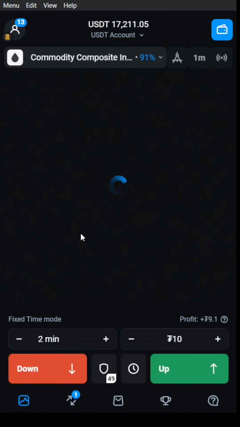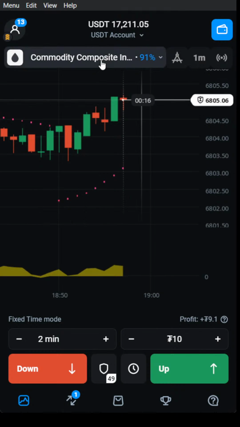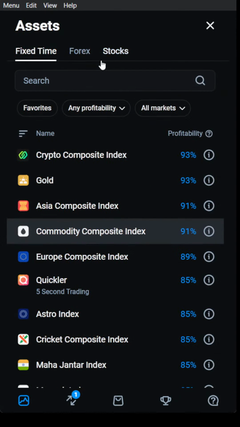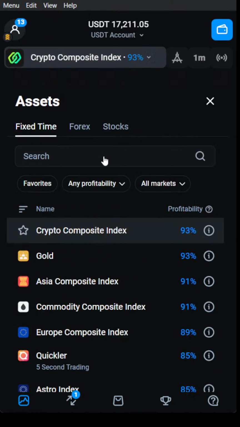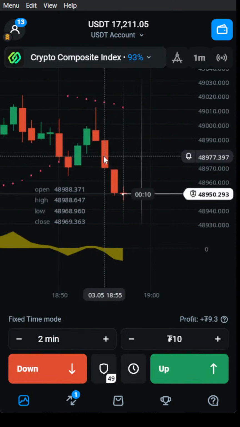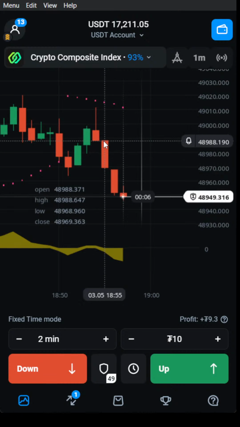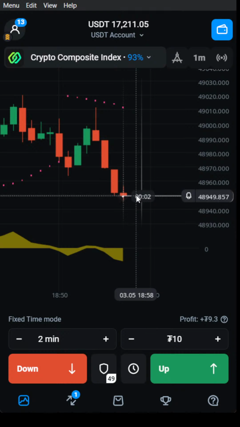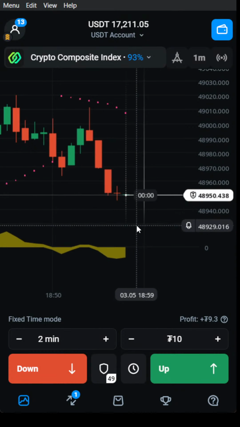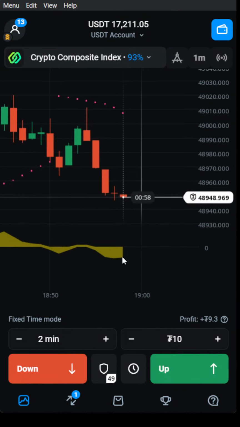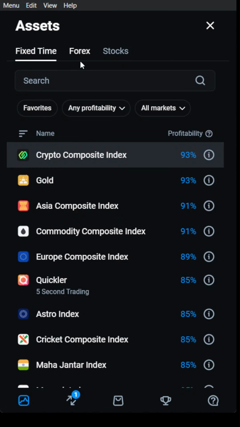No asset, no signal here, sorry. Crypto composite has a signal. Okay, crypto composite, yes, it had a signal. We could have made a trade here for 2 minutes and that would have led to a better trade. But right now, see, the MACD is getting weaker. It is going towards the zero line, so it can be a bit risky.